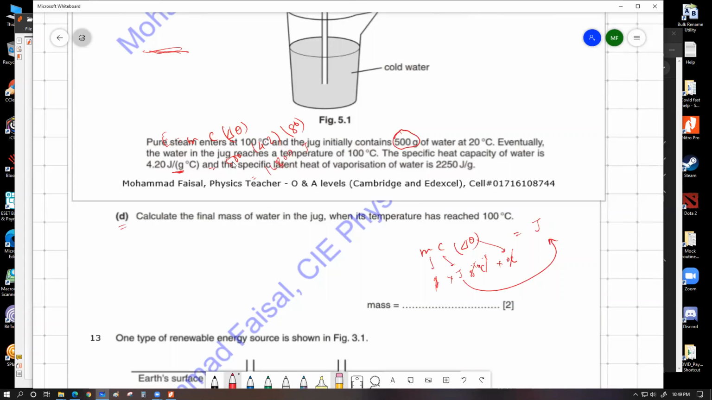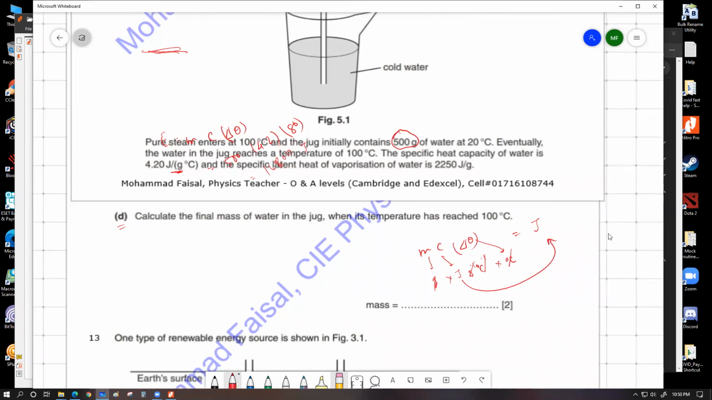In question number D, it says calculate the final mass of the water in the jug when its temperature has reached 100 degrees Celsius. What this means is that whenever hot steam comes out over here and the cold water slowly heats up, the steam starts converting into water. The amount of water in this thing is going to increase because some steam will be converted into liquid water, which is obvious. Now we have to calculate the final mass of the water.